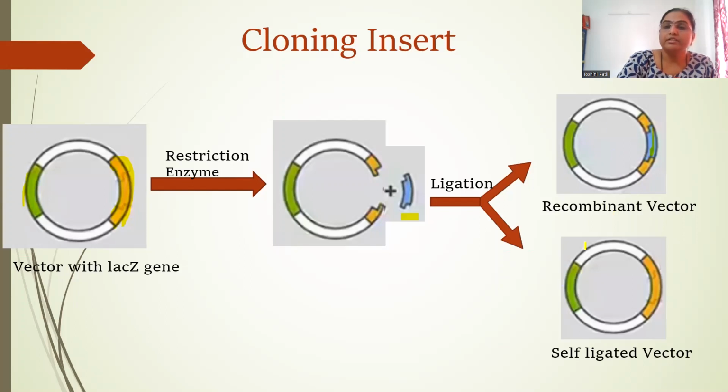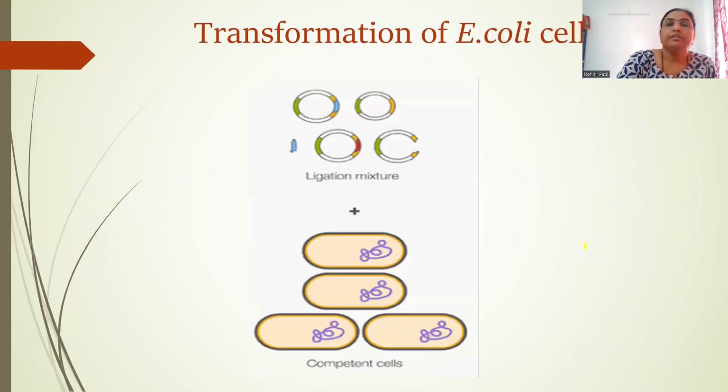The second one is the self-ligated vector. Next, there will be the transformation of the E. coli cells. Here we have a ligation mixture. What is in the ligation mixture? It contains the recombinant, the self-ligated, not-ligated vector, and the insert molecule, and a vector with a fragment. Now, we don't want this to get inserted into a vector, but this possibility is very low.